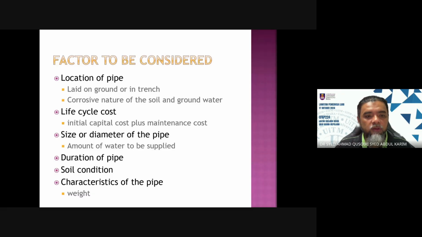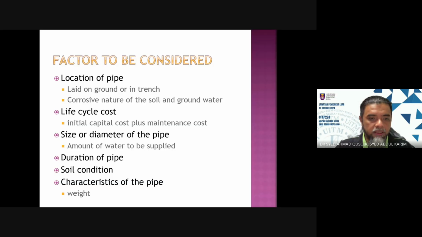So if the pipe is being put into the ground, then the corrosive nature of soil and groundwater needs to be considered. So we need to use pipes that do well in acidic type of soil, or soil that has a lot of groundwater. Right?